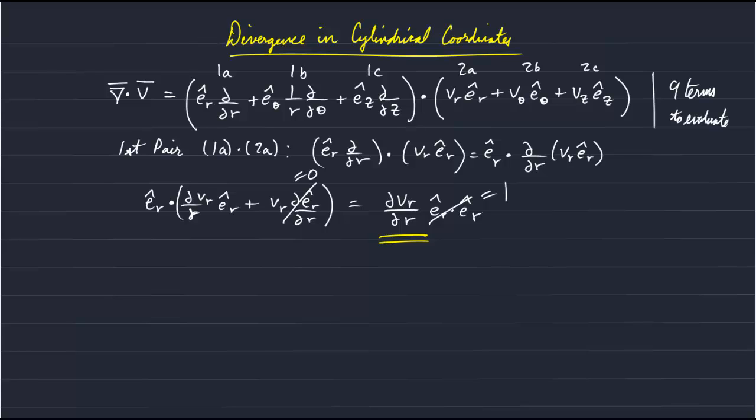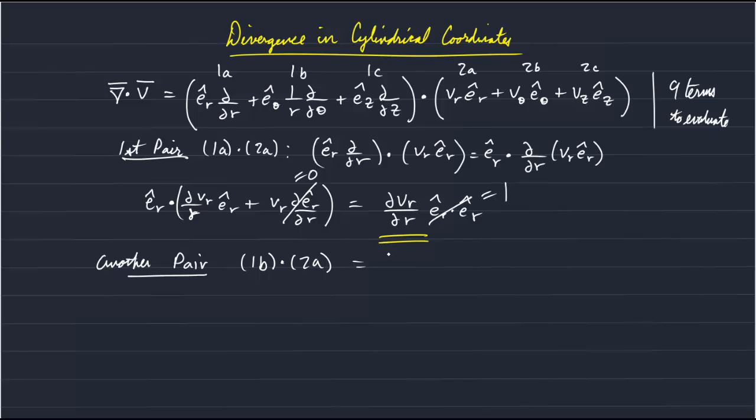Now let's consider the second term. So that was the first pair. Let's consider another pair, not necessarily the second pair. Let's consider term 1b with 2a.